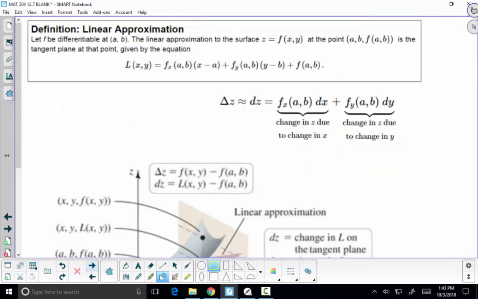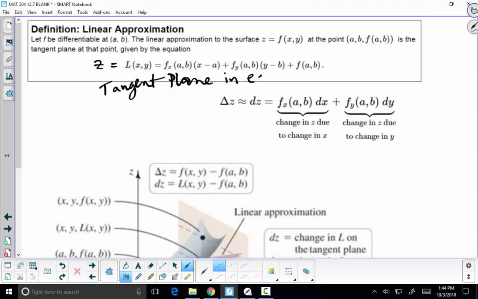All right. We're off to our next exciting concept, linear approximations. Oh, how about using the tangent plane? Great idea. The tangent plane is the best linear approximation to the surface. So we've already done this. This is just the tangent plane. This is just the tangent plane written in explicit form. That's all it is. Tangent plane in explicit form.